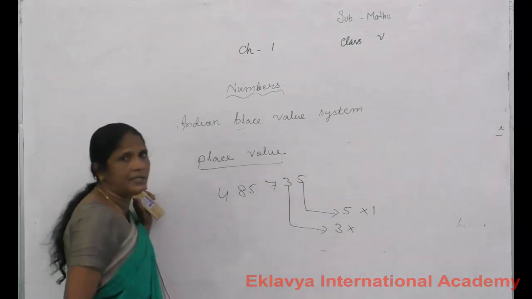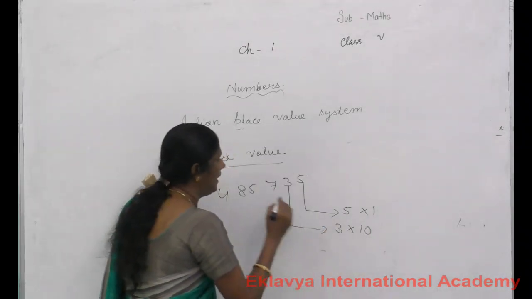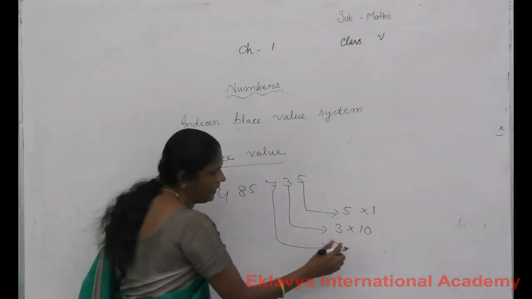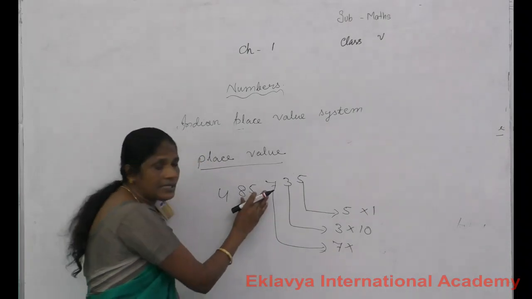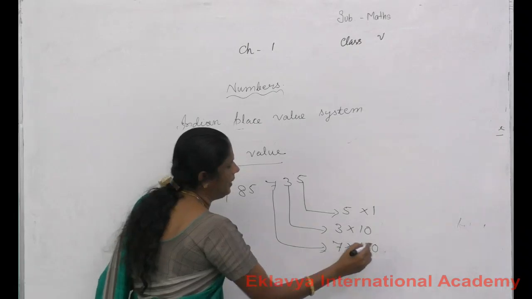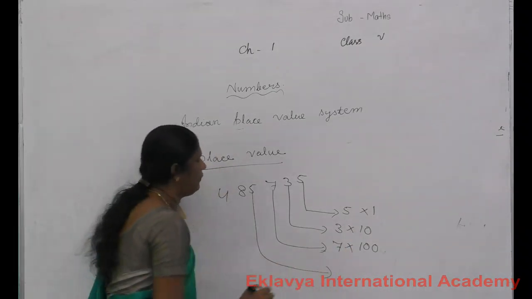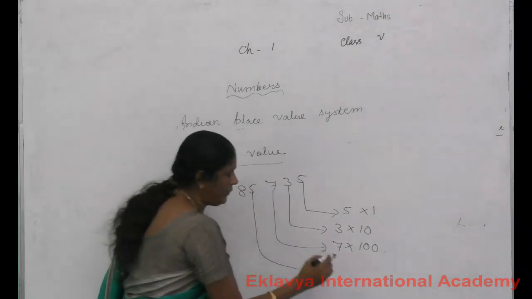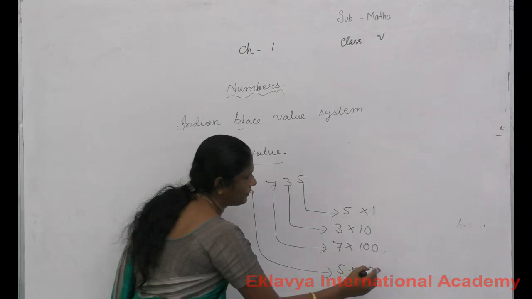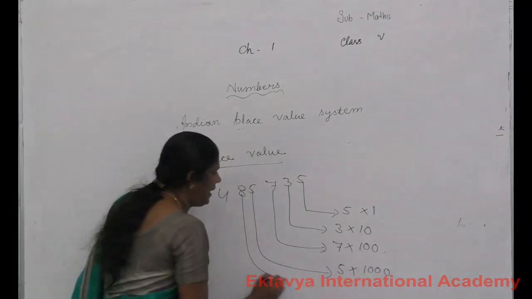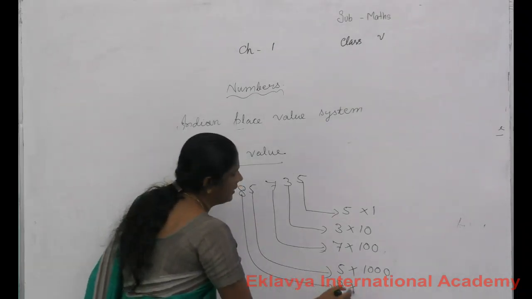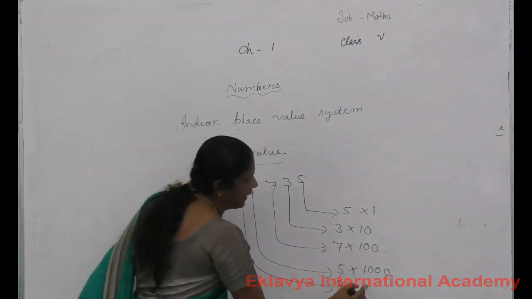Then next, face value of 3 is 3 multiply. Which place is 3 sitting? 10. Then next 7. Face value of 7 is 7 multiply. Which place is 7 sitting? Ones, tens, 100. Then 100. Then 5 again. Face value of 5 is 5 multiply. Which place is 5 sitting? 1000. Then 8. Face value of 8 is 8. Then which place is 8 sitting? 10,000.